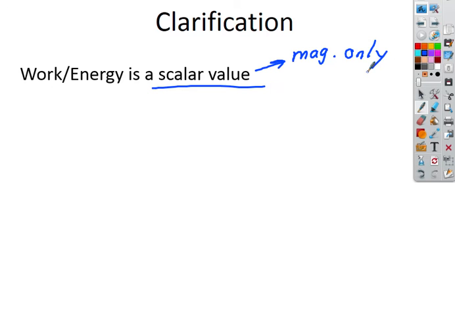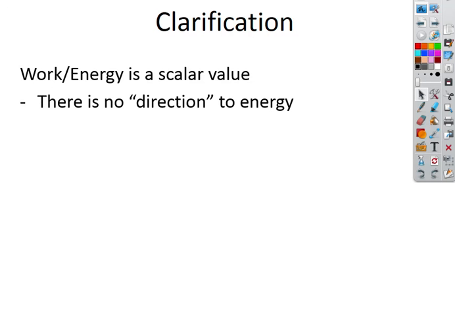All right? There is no direction to energy. If you think about it, you don't sit there and go, oh, my energy is increasing to the right. It's increasing to the left. It's increasing up or down. No. The energy is increasing, the number is increasing, but there is no direction to energy. All right? And that's something that's going to come up quite a bit that might cause some confusion. There is no direction to energy. It is simply a scalar quantity. All right?